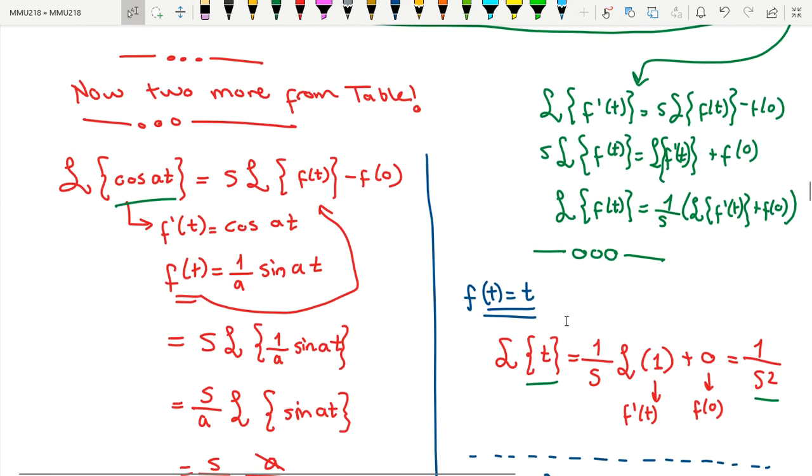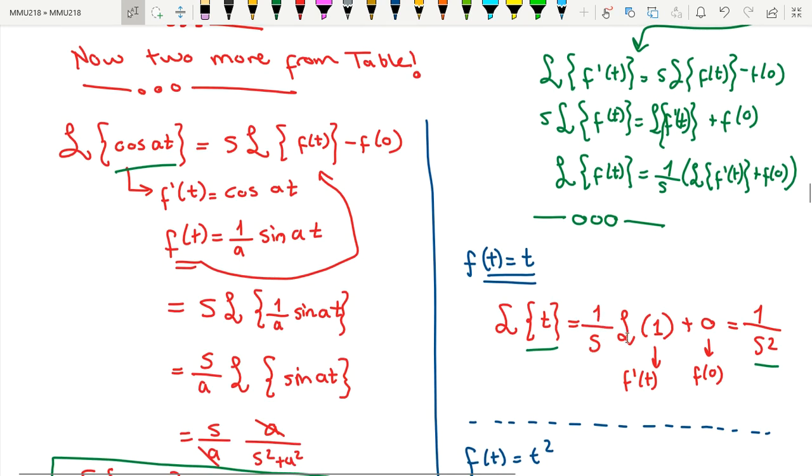Now let's use that. Laplace of t, in this case, this is my f of t, it's going to be 1 over s Laplace of f prime t. f prime t is just 1, plus f of 0. If you put 0, f of 0 is going to be 0. That would be equivalent to, and Laplace of 1 is 1 over s. So the overall result for Laplace of t is going to be 1 over s squared.